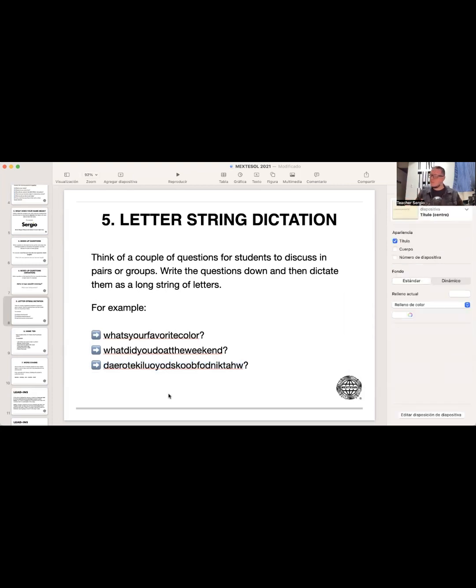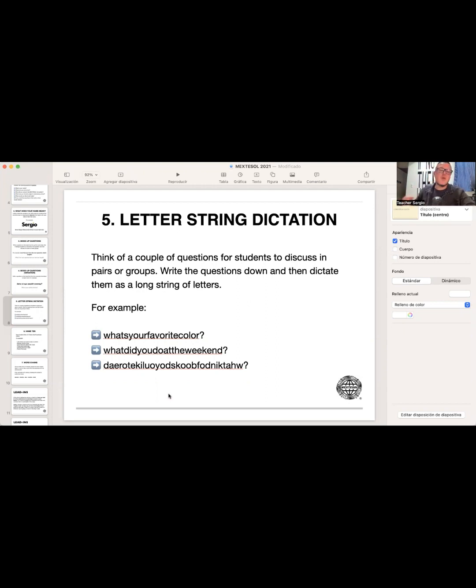Same idea, same type of activity, but now you will be dictating the question backwards. Why? Because in this case, this type of high or advanced students, now they are able to predict what you're saying. So if you, for example, start with W, H, A, of course, they will know the question will be what's.